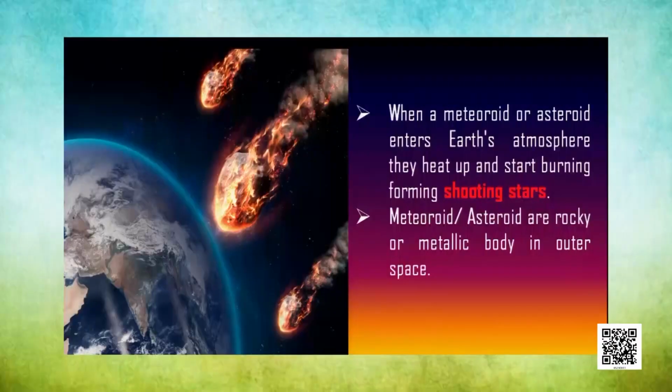When these meteoroids and asteroids come into the Earth's atmosphere, they get heated up and start burning. Sometimes we see a fire-like light falling down. These are the shooting stars. See here in the picture also you can see this.